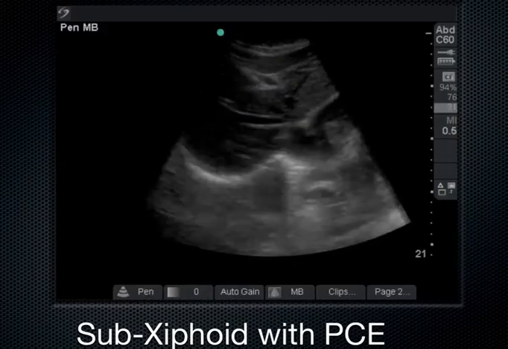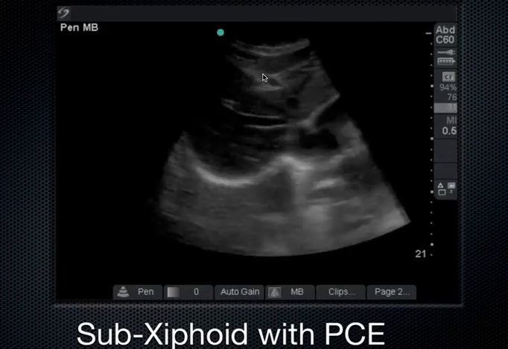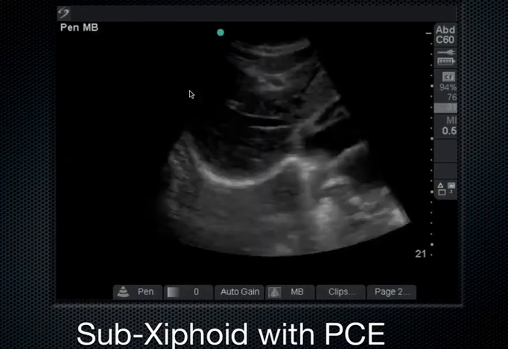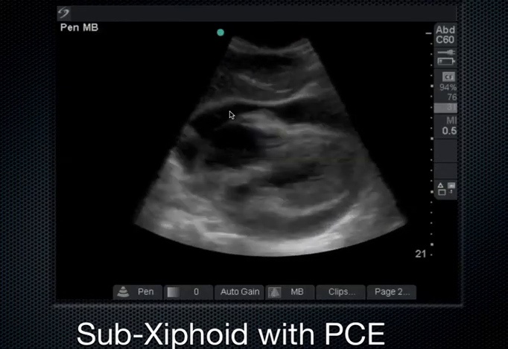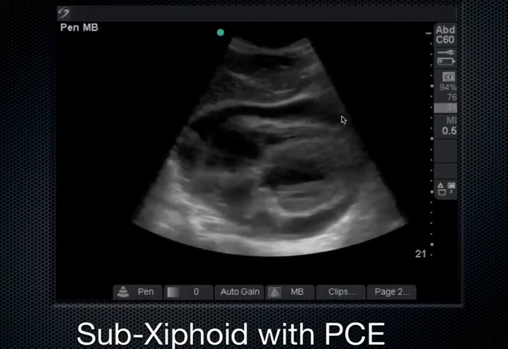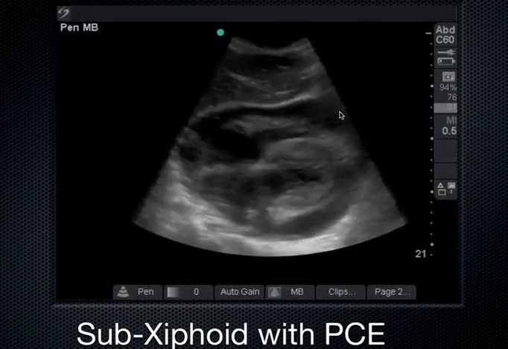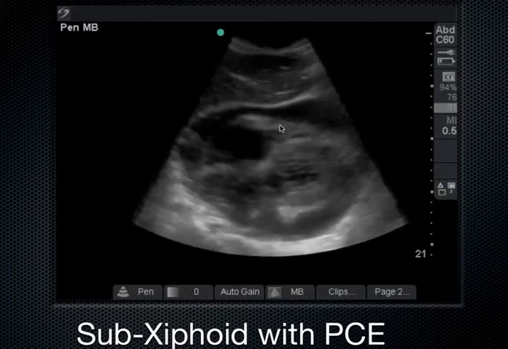Here's another example of a pericardial effusion. We can see the liver here. Notice how I start at the liver and I just rotate the transducer into that subcostal, subxiphoid notch, and I can see this pericardial effusion up in here. Looks like a little man is inside jumping up and down on a trampoline.